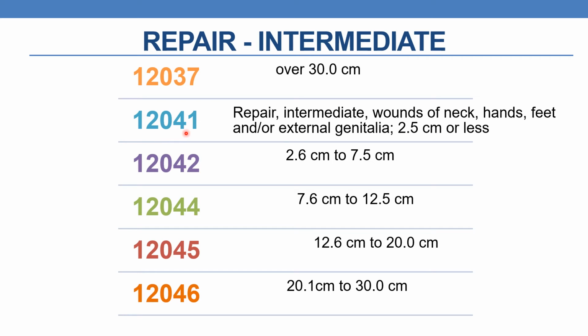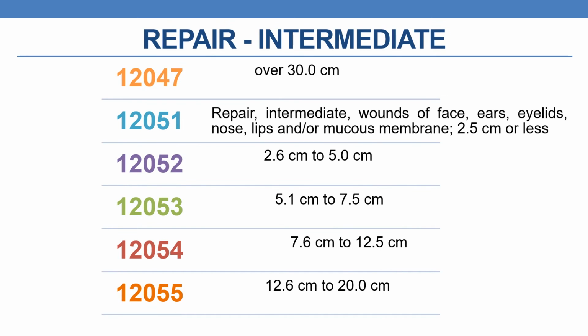The next is 12041. Repair intermediate wounds of neck, hands, feet and or external genitalia, 2.5 centimeters or less. The next is 12042. Here the repair length is 2.6 centimeters to 7.5 centimeters. The next is 12044. Here the repair length is 7.6 centimeters to 12.5 centimeters. The next is 12045. Here the repair length is 12.6 to 20 centimeters. The next is 12046. The repair length is in the range of 20.1 centimeters to 30 centimeters. Now coming to the CPT 12047. Here the repair length is over 30 centimeters.